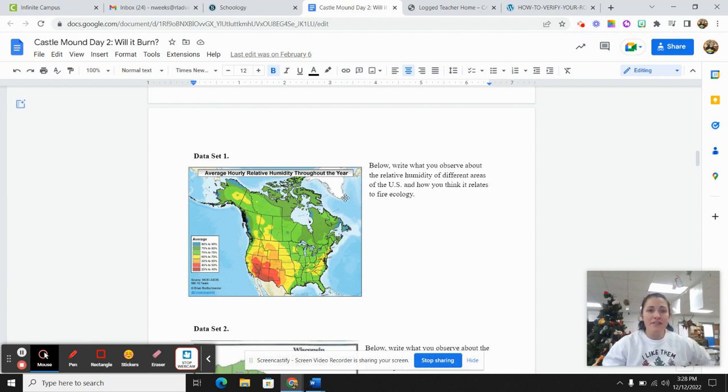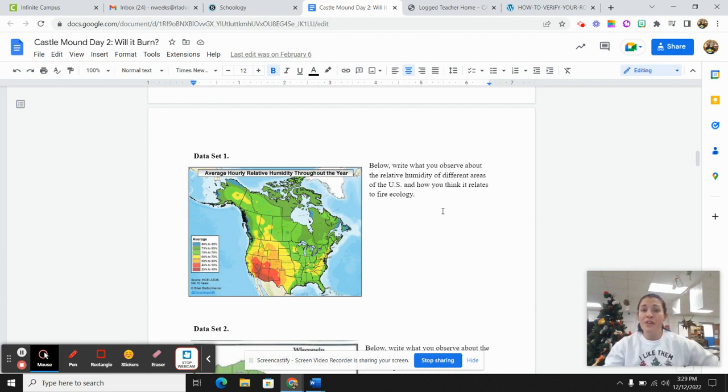So average hourly relative humidity throughout the year. Down here in the Southwest United States, super, super dry, not a lot of humidity. Whereas if we look in Wisconsin, our average humidity throughout the year is about 70 to 75%, pretty moist.